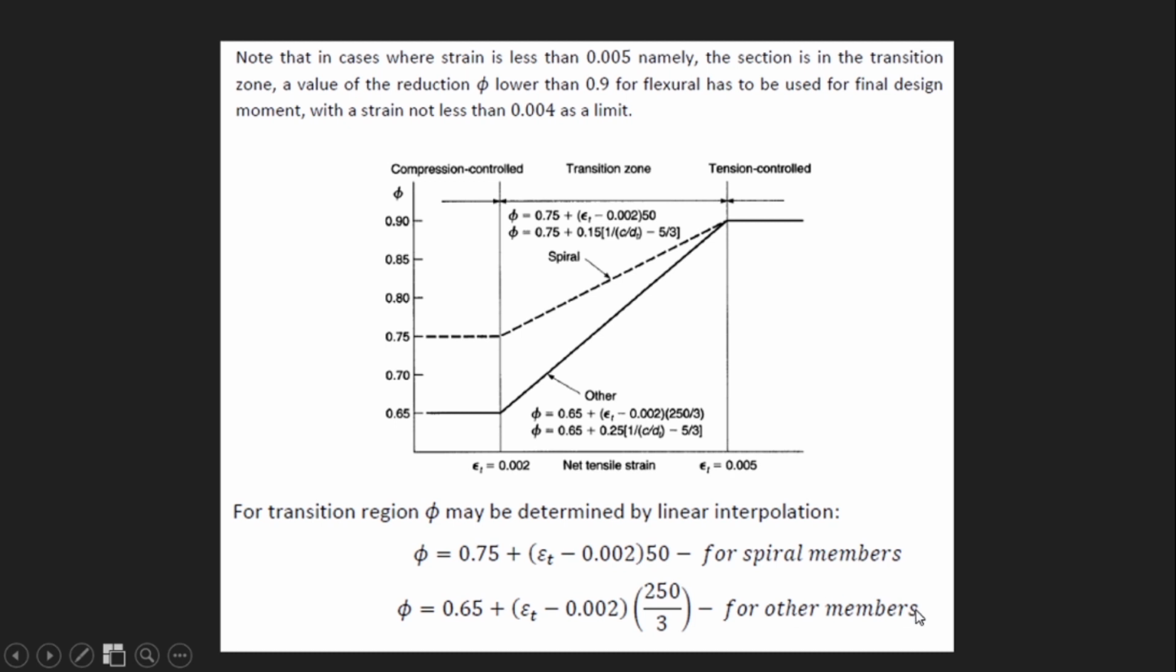But for other members, for example, meron tayong rectangular or square, yung phi natin, that is 0.65 plus (net tensile strain minus 0.002) times 250 over T. So, dapat sa ulo nyo yan kasi hindi natin makukuha yung design strength of our beam kung hindi natin sa ulo yung mga strength reduction factor. Especially kung nasa transition zone tayo.